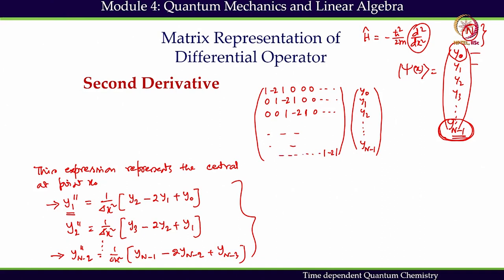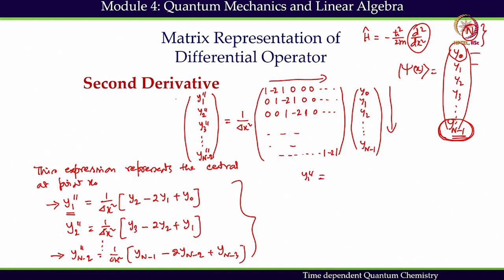And then I have this 1 by delta x square, this is represented by the discretized function after taking the derivative. So I get y1, I get y2, I get y3, and like this, and then I get y n minus 2 also. And why is this the way it is? Because if we multiply this operator by this matrix, then what will happen? I will end up with y1 double dash. I have to equate the left hand side element to the right hand side element.